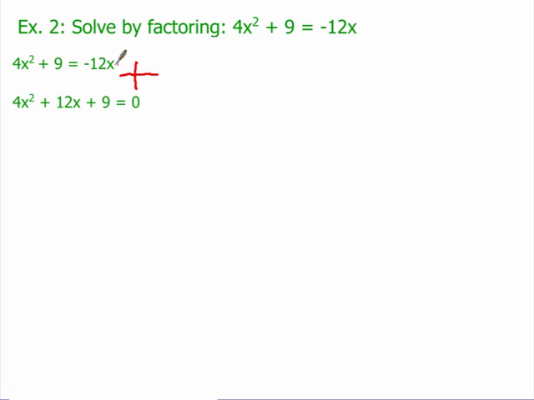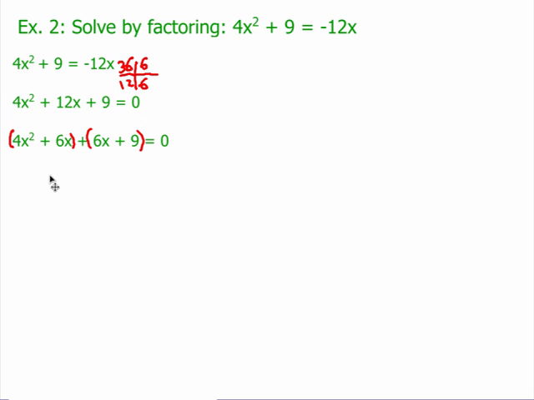I'm going to make my square. 4 times 9 is 36. Down here I've got 12. Two numbers that multiply to 36 and add to 12 would be 6 and 6. So now split this 12x into 6x plus 6x. Group the first two terms and the last two terms.